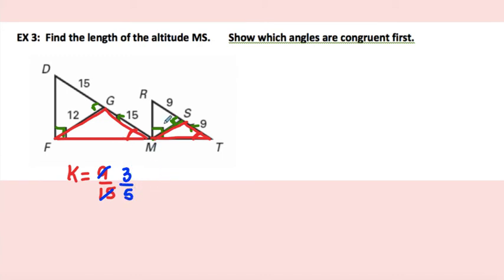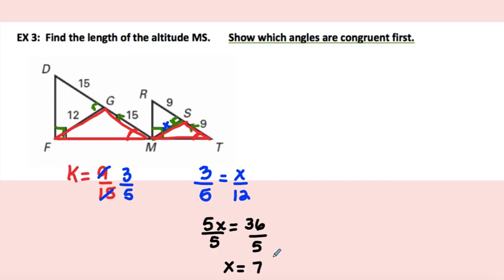And then I'm trying to find this altitude, so I'm going to put a little x there. So I can write a proportion: 3 over 5 equals x over 12. Okay, I don't have a way to simplify this one without cross multiplying, so I multiply across. So 5x equals 36, and then I divide by 5, and so x equals 7 1/5.